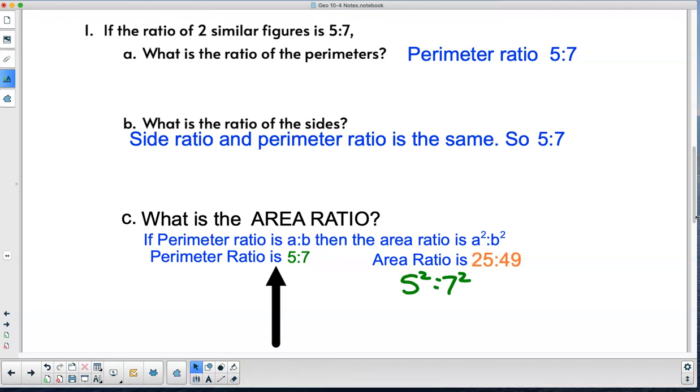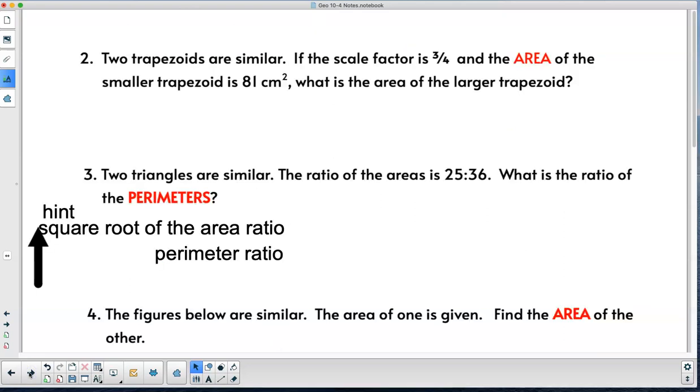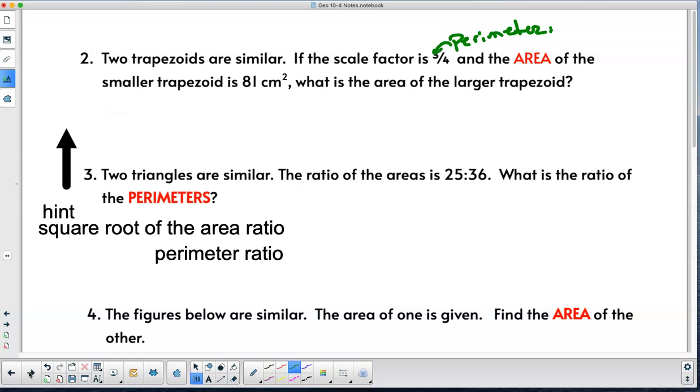So those are the basics using ratios in our figures. Now, looking at this next one, two trapezoids are similar. If the scale factor is 3 to 4 and the area of the smallest trapezoid is 81 centimeters squared, what's the area of the larger trapezoid? Well, we're asked to find area. We have a perimeter ratio, and we got to find an area ratio.